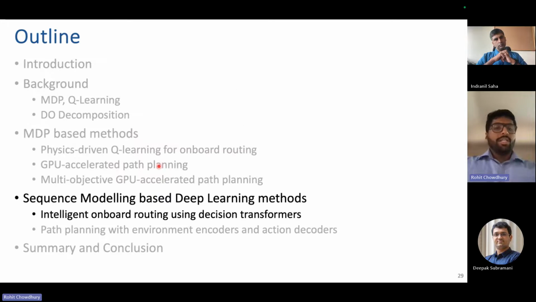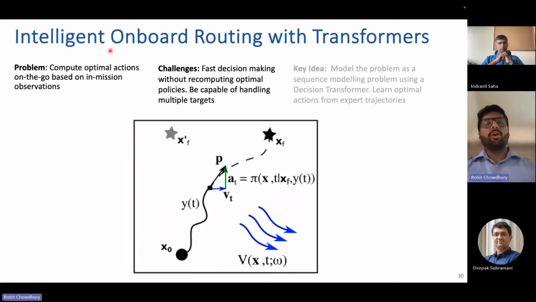So now this brings me to the end of the MDP-based methods. Now I'd like to move on to the next segment, that is our sequence modeling-based deep learning methods. Among these, the first work is the intelligent onboard routing with decision transformers.